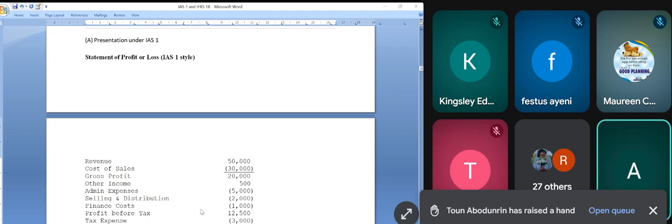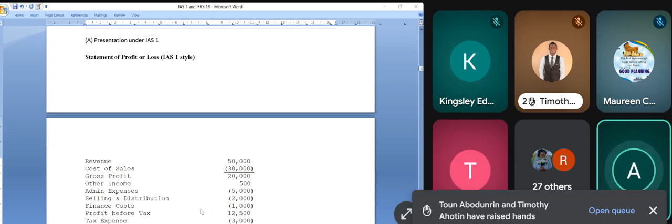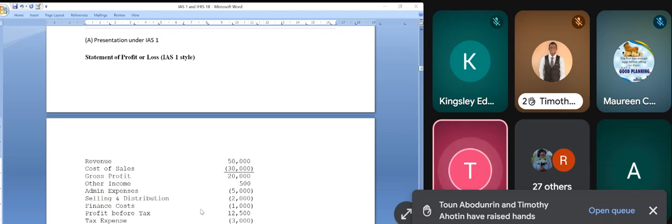Is added to the cost of sales and return outwards. Please come again, I can barely hear you. Return inward is added to cost of sales. Return outward is reduced from the cost of sales. So where will you treat it? Now, return inward will be treated where? Is it to purchase or to closing inventory? Return inward is closing inventory. Return outward is purchase. Okay.